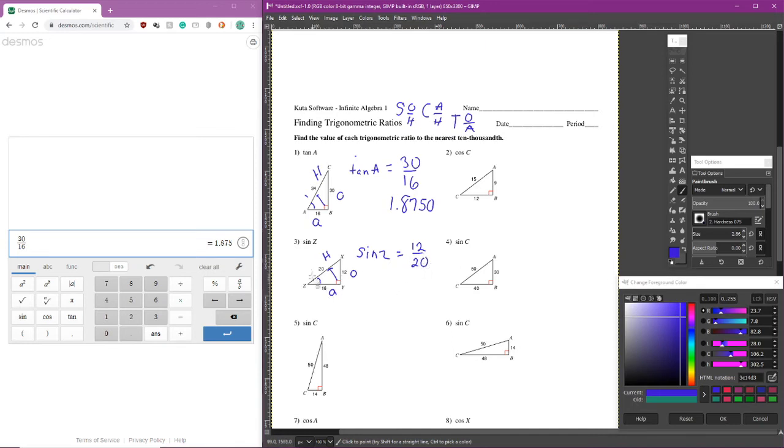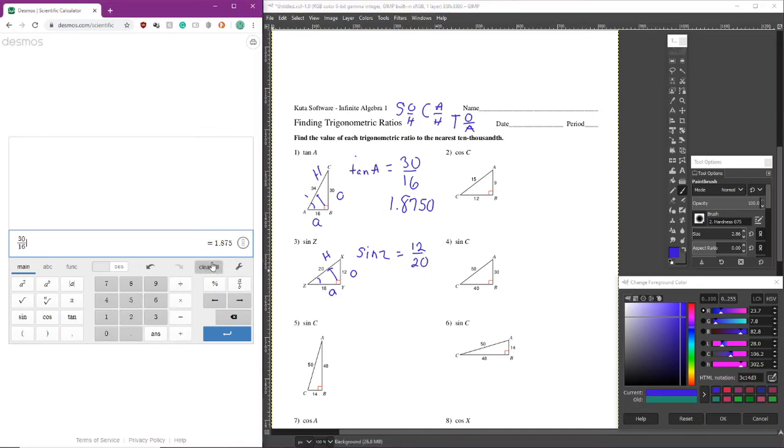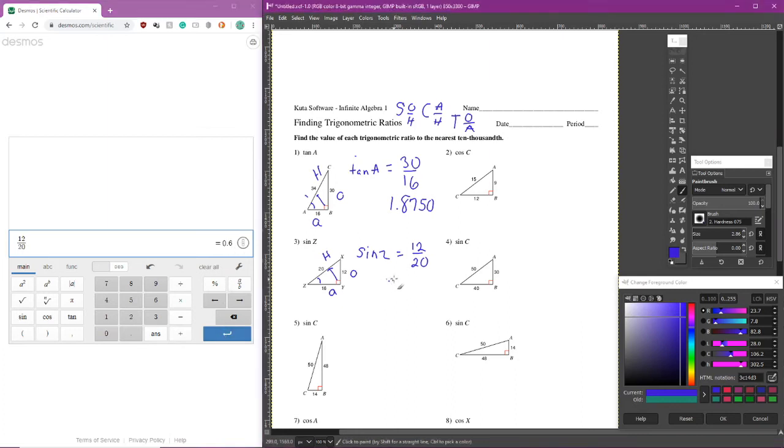Okay, and now we can just take this over to our calculator and we'll go 12 divided by 20. And that equals 0.6. And then we do need 4 digits after the decimal, so add zeros. Okay, let's do one more like this.